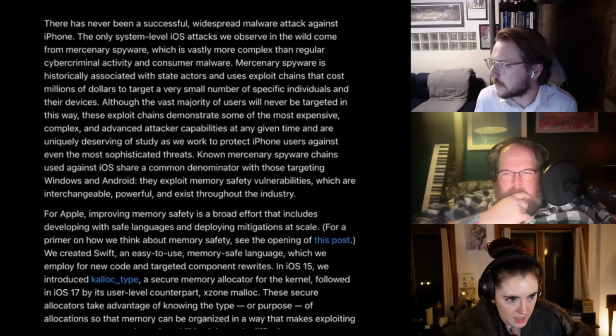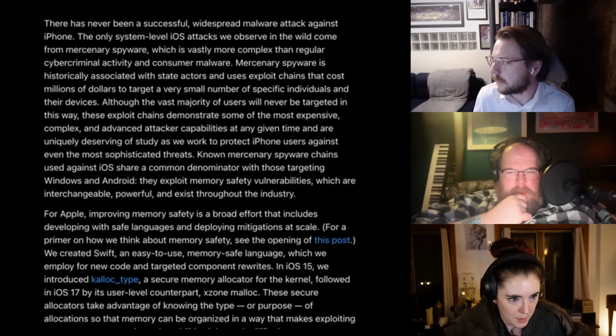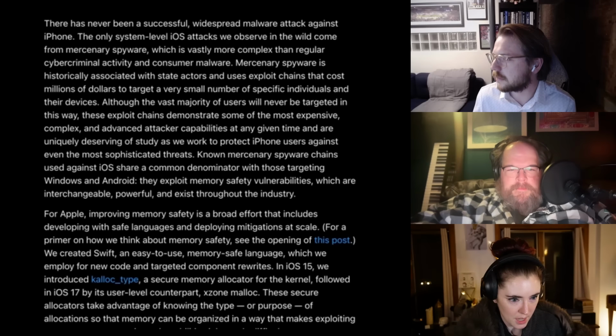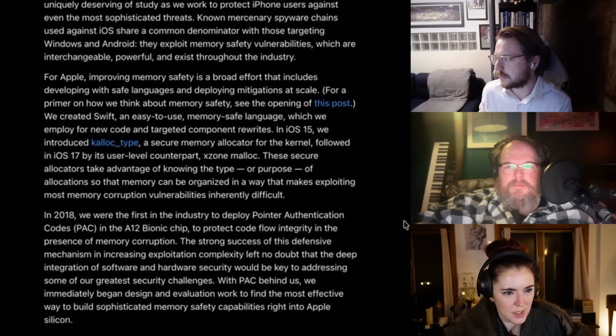iOS attacks, mercenary software, blah, blah, blah. Yes, very important. And the common denominator, targeting used against iOS, Windows, and Android, is that they exploit memory safety vulnerabilities, which are interchangeable, powerful, and exist throughout the industry. I think the interchangeable thing is actually a really big deal. It's a thing I think people are probably not going to talk about enough, right?